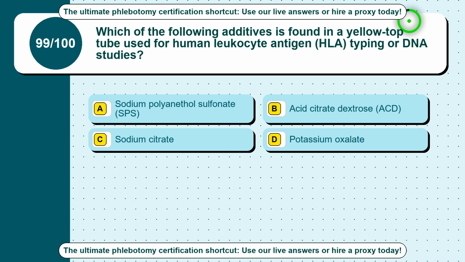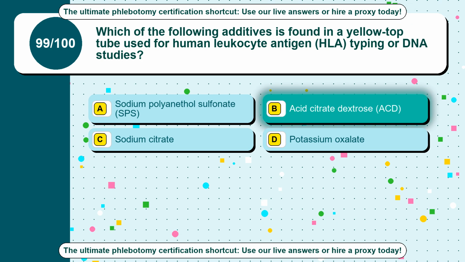Question 99. Which of the following additives is found in a yellow top tube used for human leukocyte antigen, HLA, typing or DNA studies? Option A, sodium polyanethol sulfonate, SPS. Option B, acid citrate dextrose, ACD. Option C, sodium citrate. Option D, potassium oxalate. The correct answer is option B.